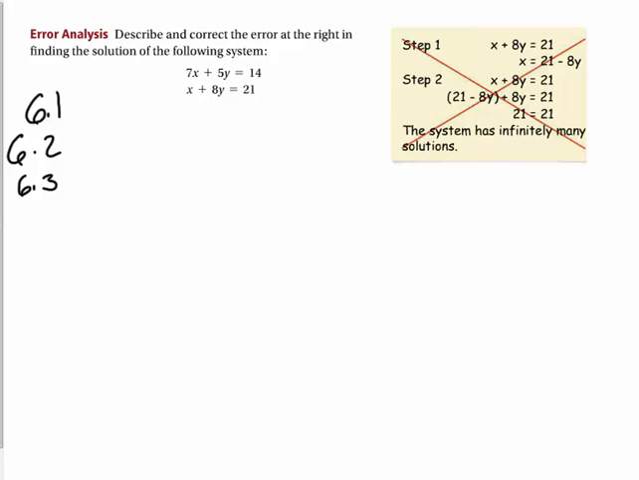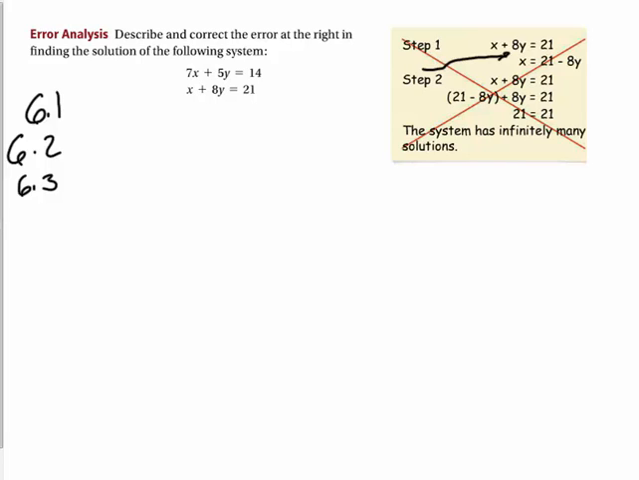Let's go over this error analysis. I've got 3 error analysis problems that I want to cover with you. Basically, describe and correct the error at the right in finding the solution of the following system. So here we have our system, and let's look at what they did. Up here in step 1, it looks like they're solving for x. They move 8y over. It should become negative, and it does. That's all working out fine.